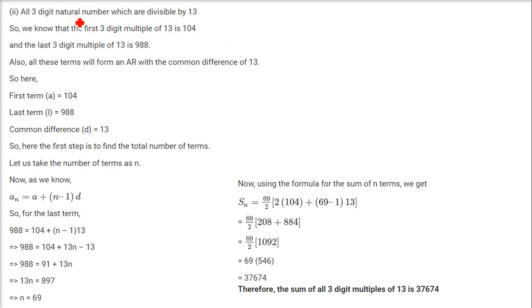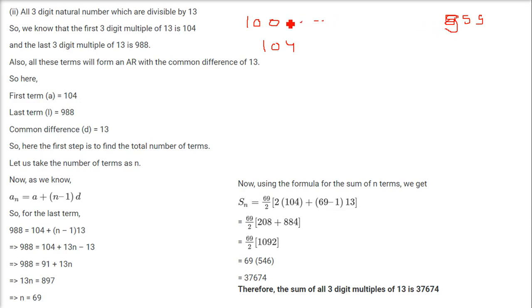All three digit natural numbers which are divisible by 13. So what is the first number which is 3 digit? 100. What is the last 3 digit number? 999. And what is the first number which is divisible by 13? It is 104. It comes here, the fourth number. And what is the number previous to this one which is divisible by 13?